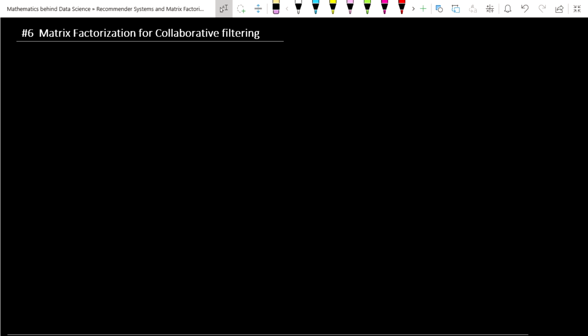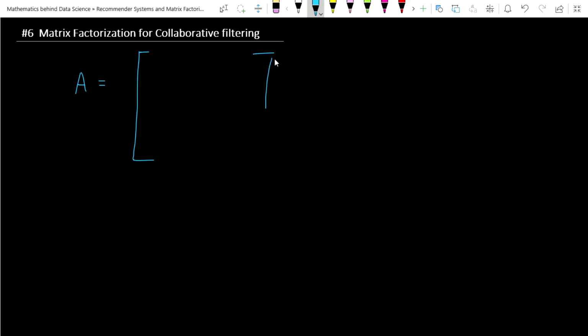Now let's see how this matrix factorization technique is useful for collaborative filtering. Let's see the recommender matrix that we got in our first lectures of this series. This is a kind of sparse matrix. Let's call it A. This is a sparse matrix, and it is a rectangular matrix.